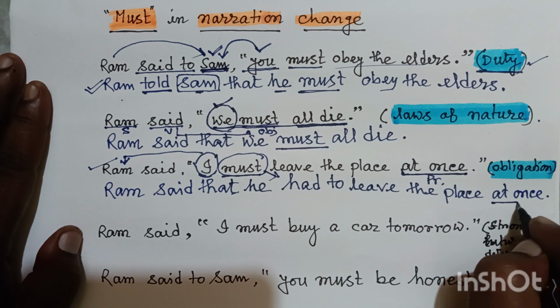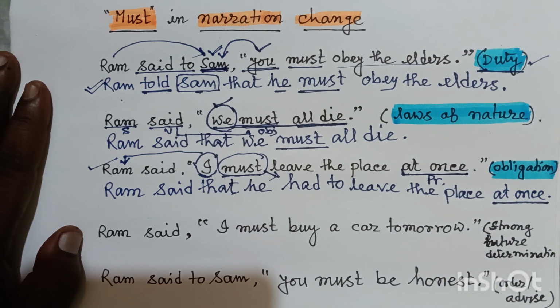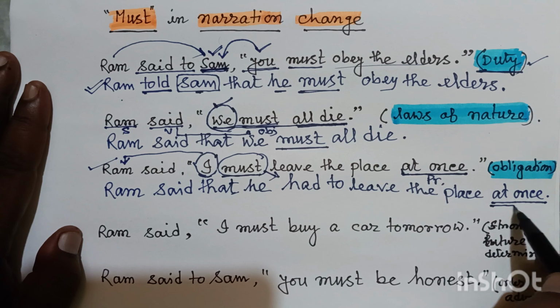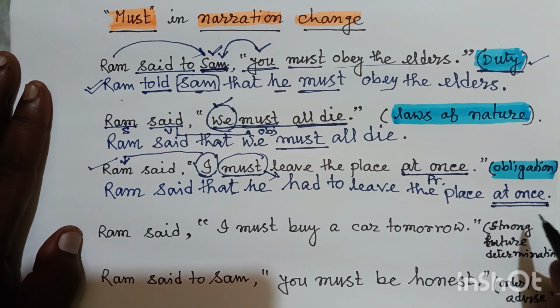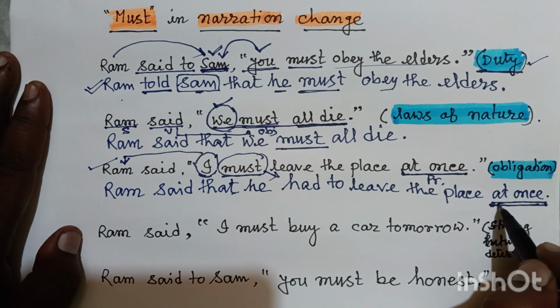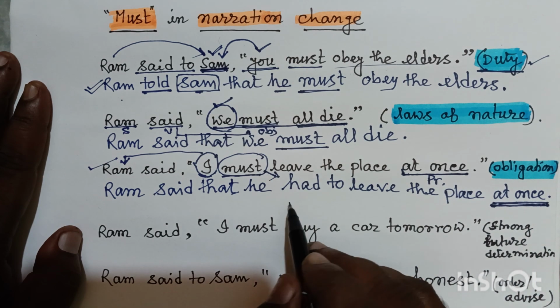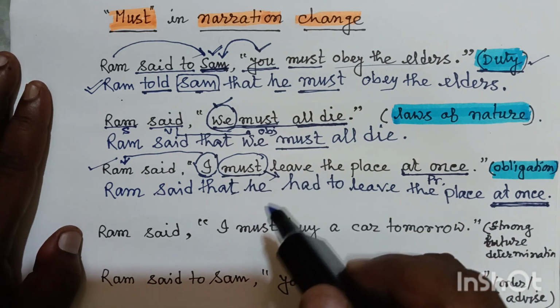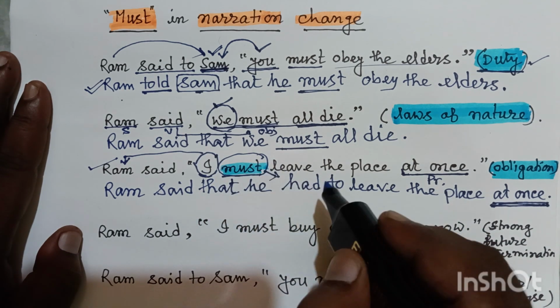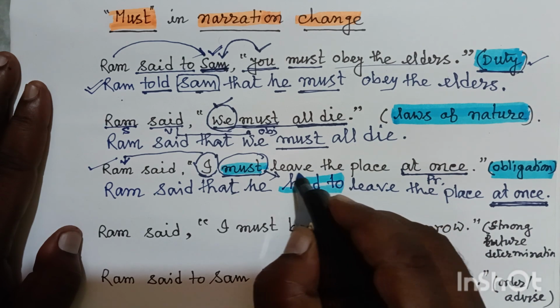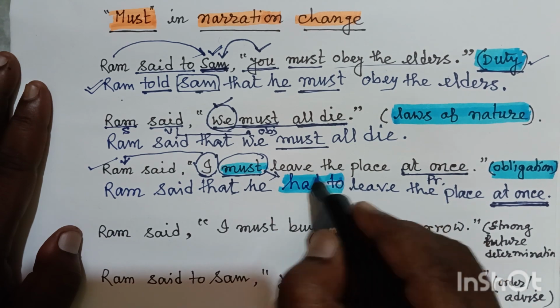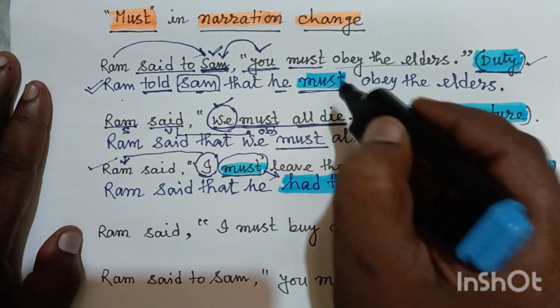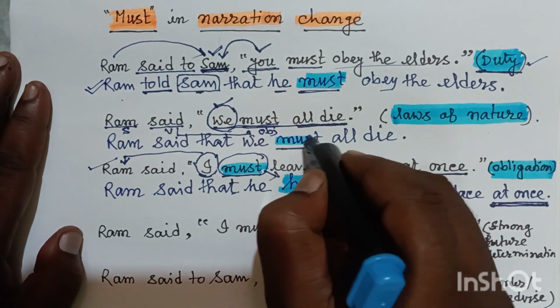Friends, we cannot change this time. This at once will be the same, because we cannot change this time expression. This expression of time will be the same. Friends, this is the correct answer. Here must changes into had to. You can see this is the word must, and it changed into had to. Here it is the same, and in case of laws of nature it will also be the same.